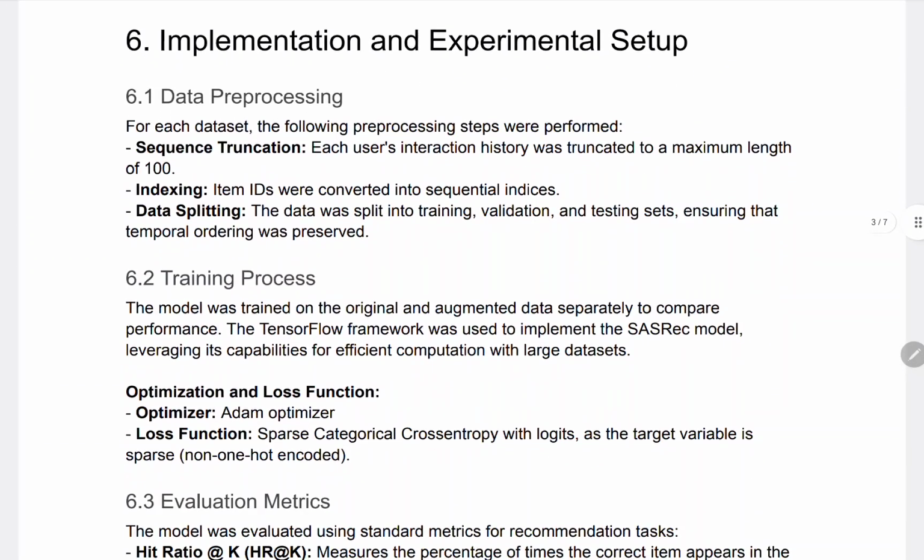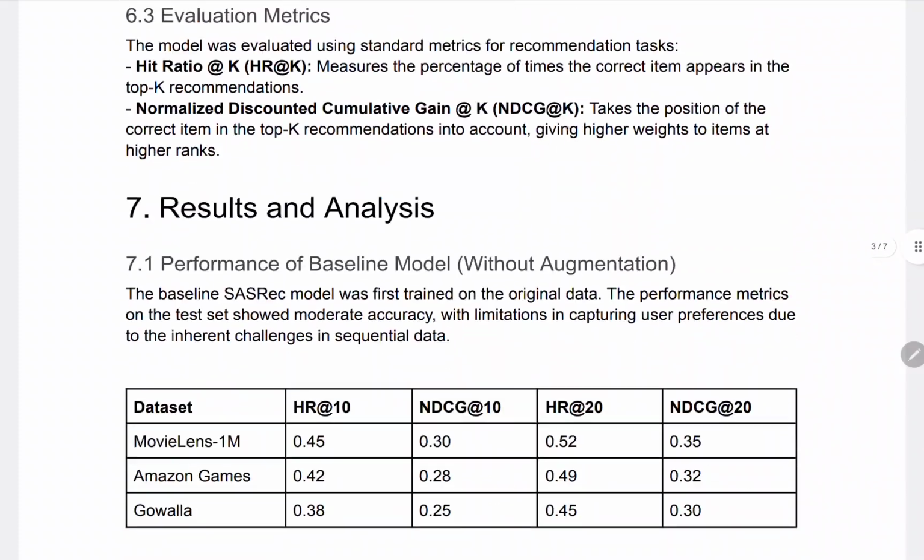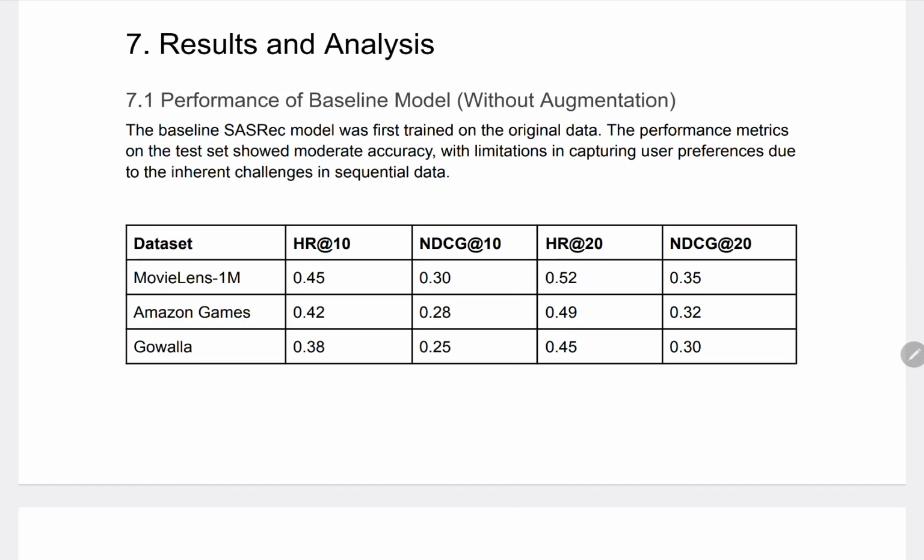Let's now focus on the results, which show the impact of data augmentation on the SASRec model's performance. This is where the real value of our exploration becomes clear. Before applying any augmentation, we trained the SASRec model on the original datasets to establish a baseline. The model's performance, measured using hit ratio at k, HR@k, and normalized discounted cumulative gain at k, NDCG@k, was moderate.